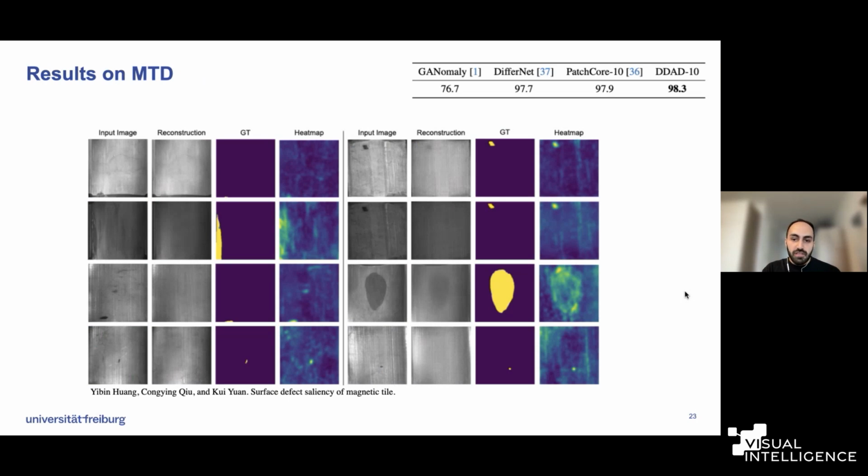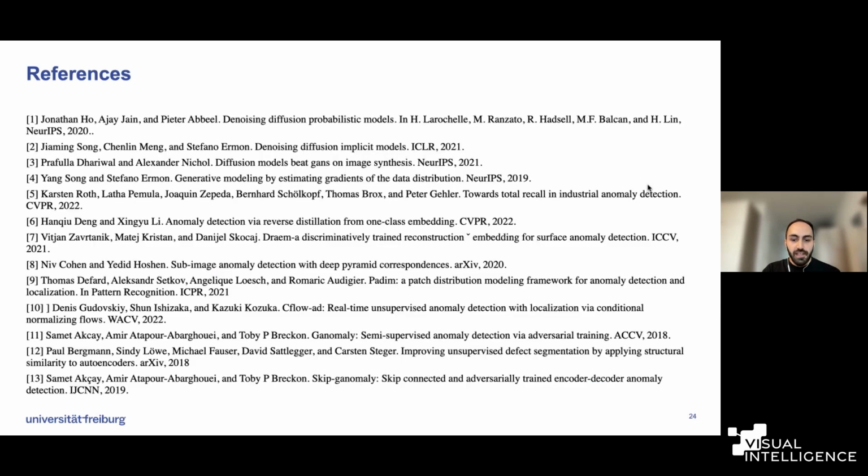So nowadays mostly the benchmarks are on VisA and MVTec, mostly MVTec, but we also try to evaluate our method on a very different dataset, called MTD. It's a magnetic tile dataset. And we could see even on really different datasets, such as magnetic tile, our framework achieves state-of-the-art results.